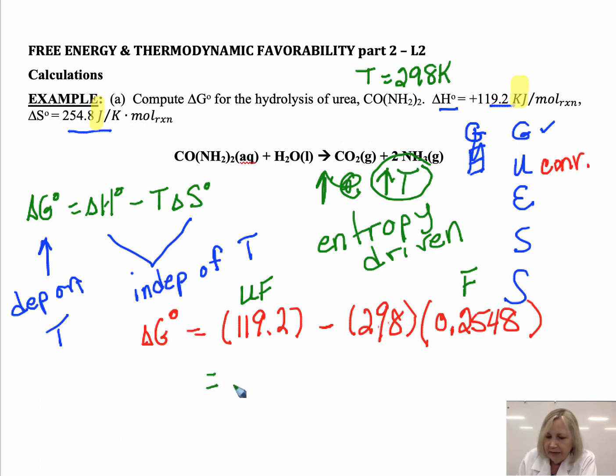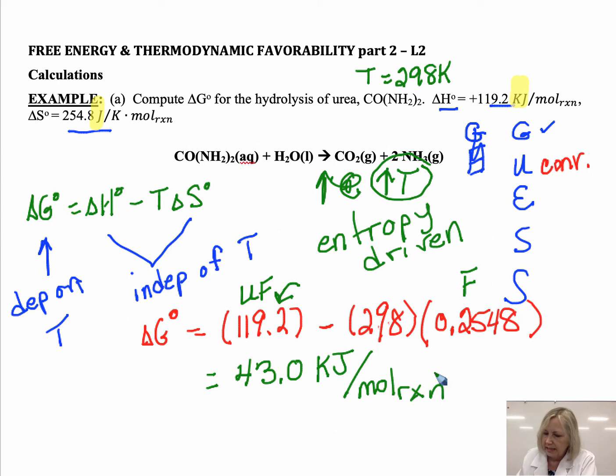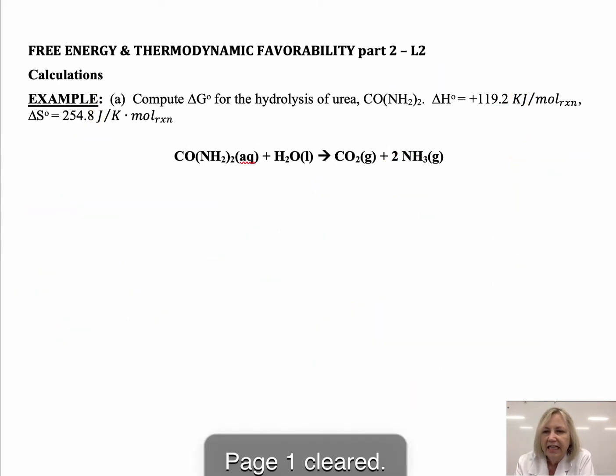Now, if you do this mathematics, you're going to get about 43.0-ish. I didn't write that decimal down, and I just noticed I should round to my least certain decimal to the left. So I'm going to assume that's a 0, and then we would have kilojoules per mole of reaction for this process. Okay, so now let's look at another application of this equation.